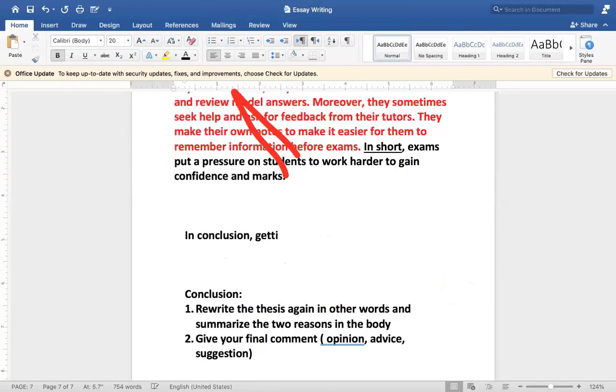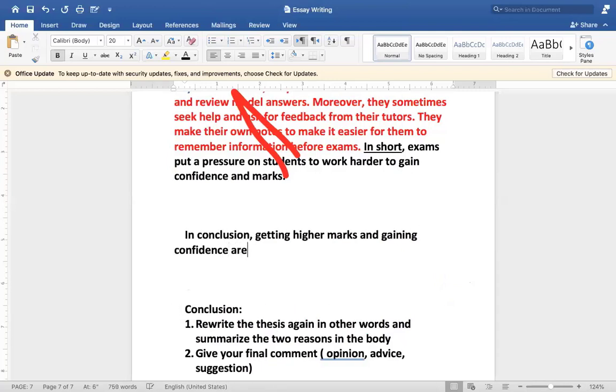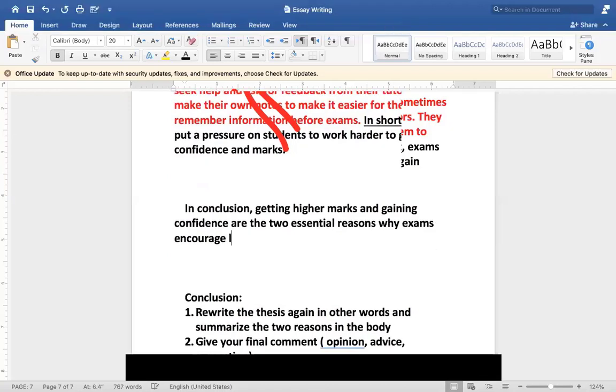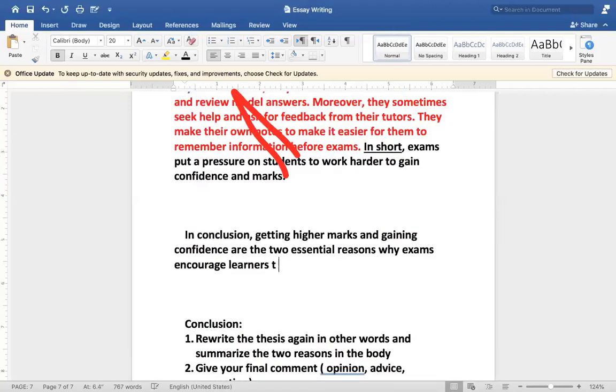Getting higher marks and gaining confidence are the two essential reasons why exams encourage learners to do their best.